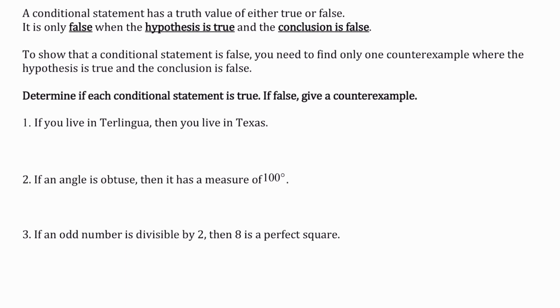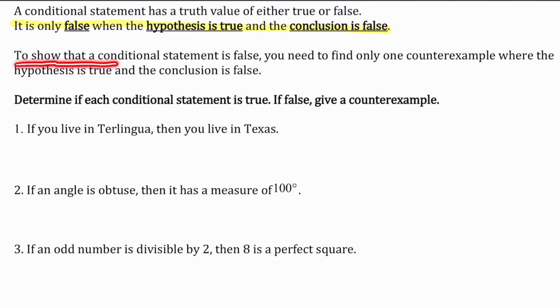A conditional statement has a truth value of either true or false. It is only false when the hypothesis is true and the conclusion is false. And I can rephrase this as, if the hypothesis is true and the conclusion is false, then the conditional statement, whatever that is, is false. To show that a conditional statement is false, you need to find only one counterexample where the hypothesis is true and the conclusion is false.